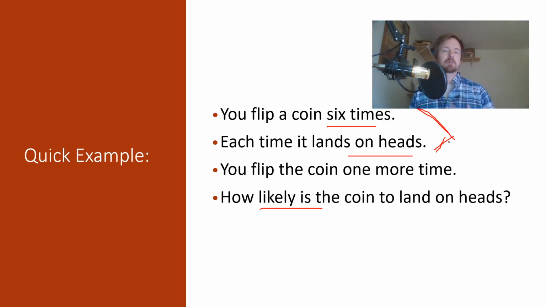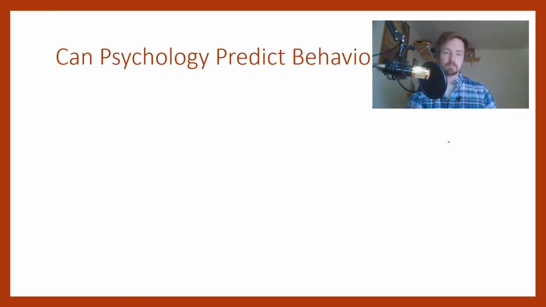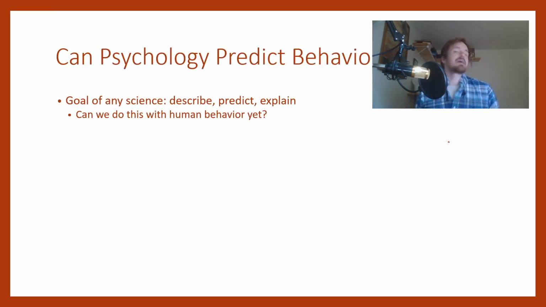But it does a good job of illustrating how sometimes our gut leads us in the wrong direction when we're making decisions. So, because psychology is a science, it ought to be able to predict behavior. That is one of the key functions of any science.